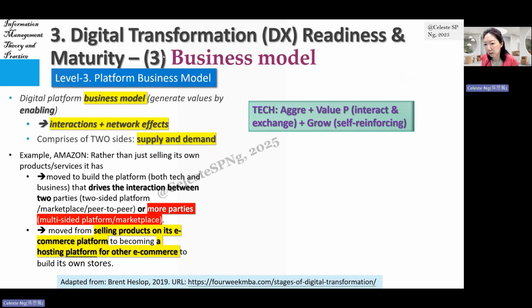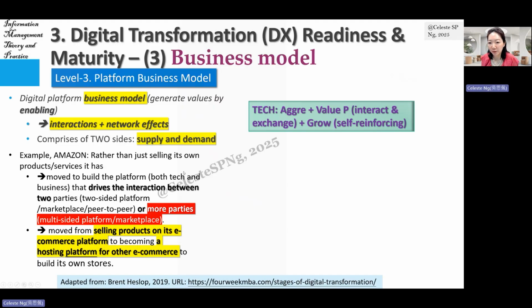Here we can take an example from Amazon. You know that Amazon started off selling its own product. Amazon built its e-commerce website and sold its own product. But as time went by, Amazon tried to strengthen its platform, built more infrastructure in its platform, which allowed it to move from simply selling its own product to building a platform that drives interaction between two parties.